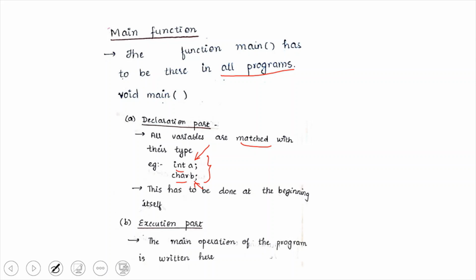Next we have the execution part. In the execution part we write what is the main function of that program. For example, to add two numbers or to find the factorial or any complex function that the program is intended to perform.